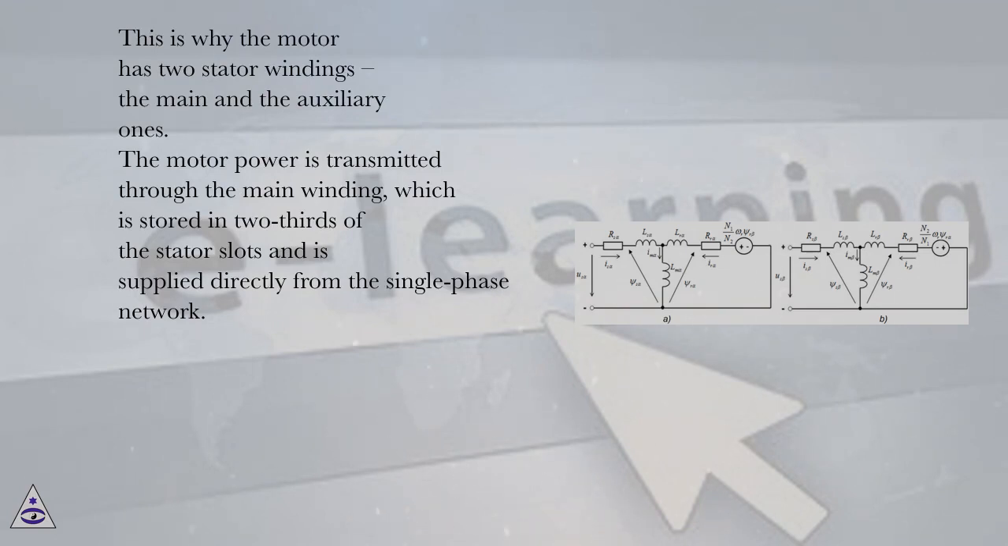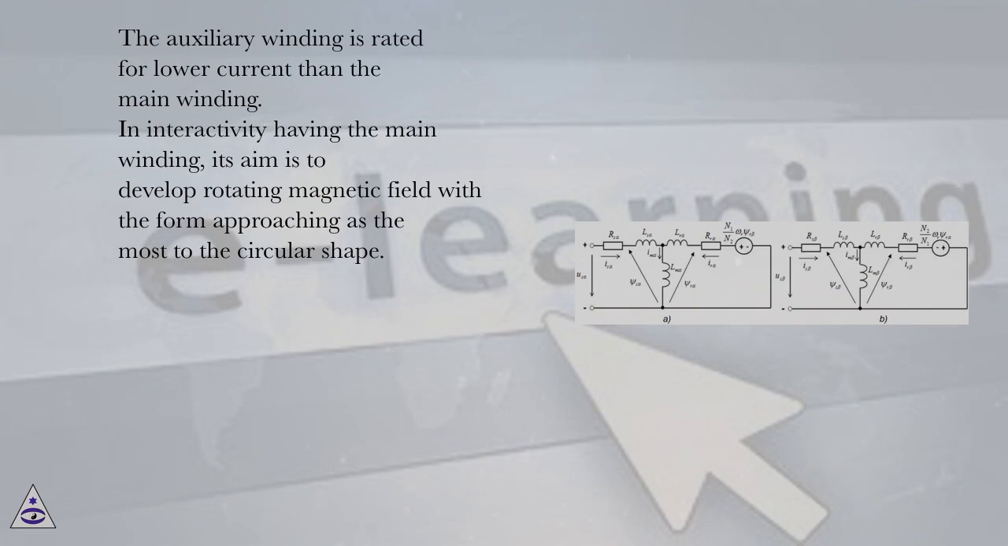The motor power is transmitted through the main winding, which is placed in 2/3 of the stator slots and is supplied directly from the single-phase network. The auxiliary winding is rated for lower current than the main winding. In interaction with the main winding, its aim is to develop a rotating magnetic field with a form approaching the circular shape as closely as possible.